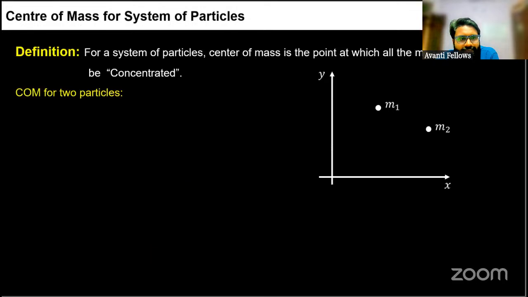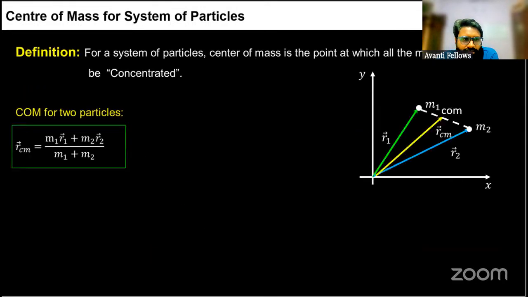So if you apply the vector law for this, you can see the definition. For a system of particles, center of mass is the point at which all the mass is supposed to be concentrated. ठीक है? जहां पे सारा का सारा मास क्या हो, कंसेंट्रेटेड.